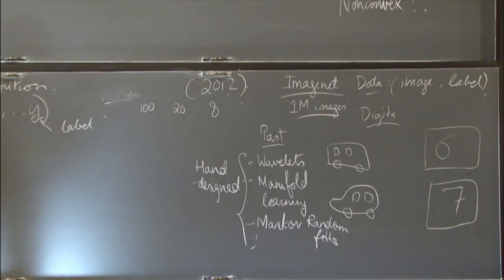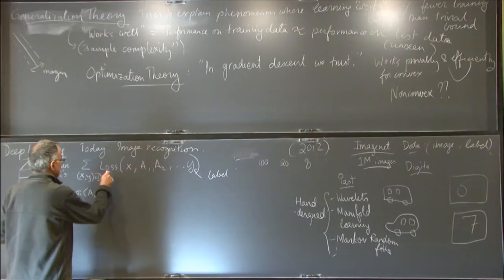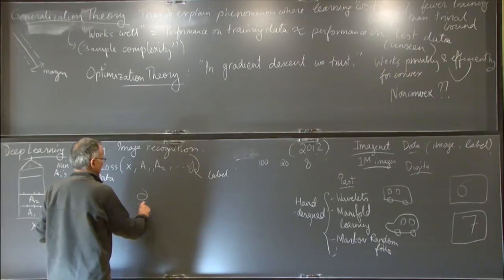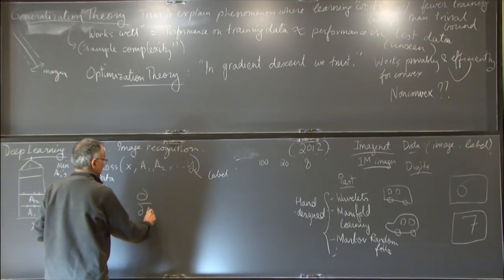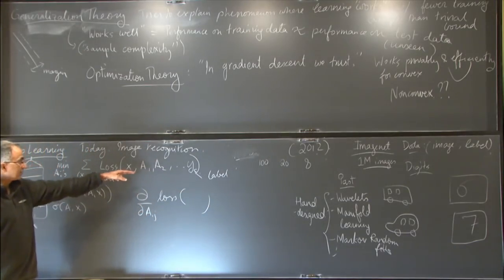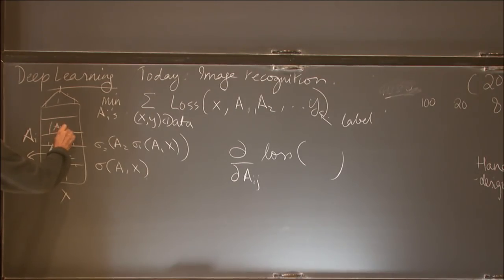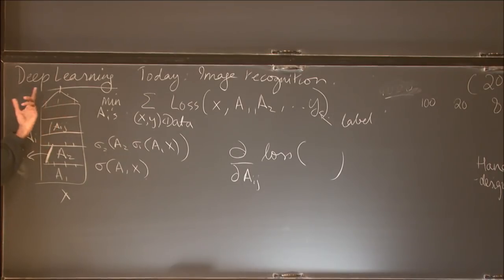Okay, so how do you train it? As I said, we believe in gradient descent, so you just compute the derivative d by dAij of the loss. Each edge here has some weight Aij, at the ith layer. So it has some weight, and that's a parameter, and you're going to optimize all those parameters. So you're going to learn these parameters.